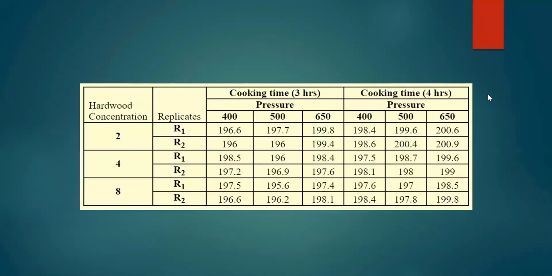Today's experiment is studying the effects of cooking time of raw pulp, percentage of hardwood concentration in the pulp, and vat pressure on the strength of paper. There are 2 levels of cooking time, 3 and 4 hours, 3 levels of hardwood concentration, 2, 4, and 8%, and 3 levels of pressure, 400, 500, and 650. Each of the 18 total treatments is replicated twice within this study.